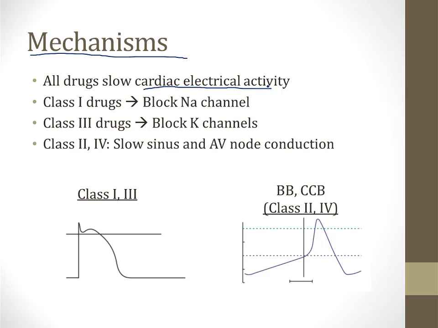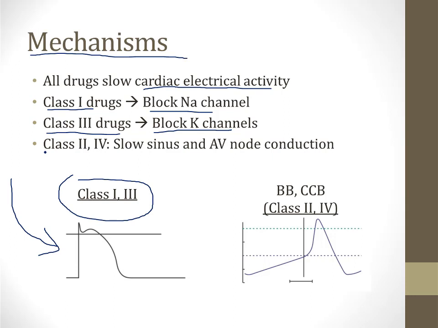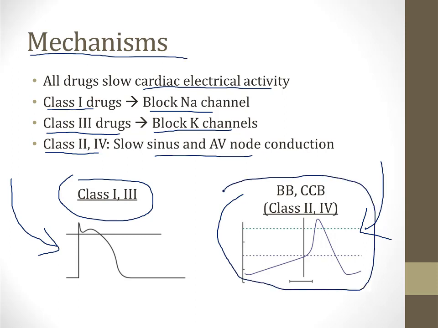As I told you before, the class 1 drugs block sodium channels and the class 3 drugs block potassium channels. These drugs primarily exert their effects in the atrial and ventricular myocytes. Those myocytes have an action potential that looks like what I've drawn at the bottom of the screen here. This is the action potential that will be modified by the class 1 and 3 drugs. The class 2 and 4 drugs, which are beta blockers and calcium channel blockers, exert their effects in the sinus and AV node. This is a depiction of what the sinus and AV node action potential looks like, and this is the action potential that's going to be modified by the class 2 and class 4 drugs.